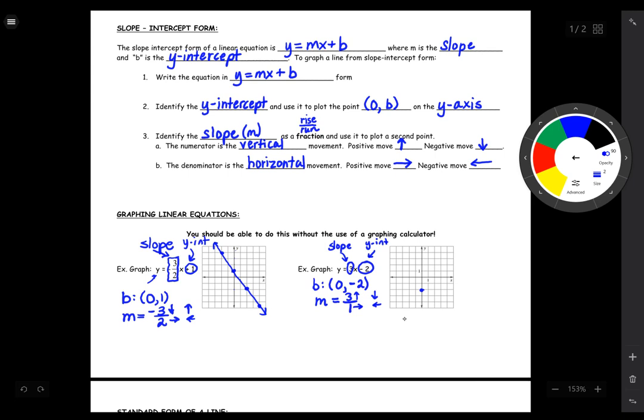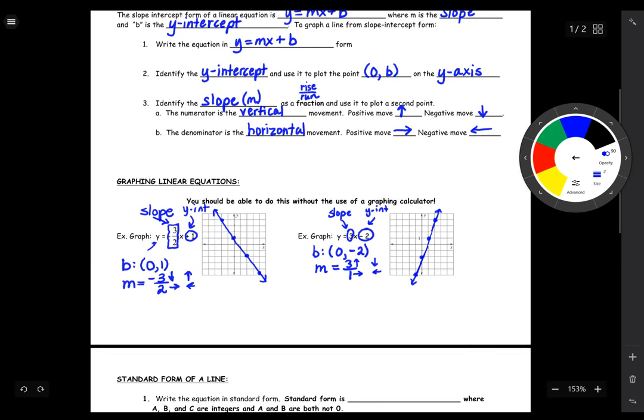So 1, 2, 3, right 1, 1, 2, 3, right 1, running out of room, go back to the y-intercept and go down 3, left 1. Do we have to plot all these points? You really only need 3 points to create your line. But if you're like me, you want to use your whole space. And there you have it. That is graphing linear equations in slope-intercept form.